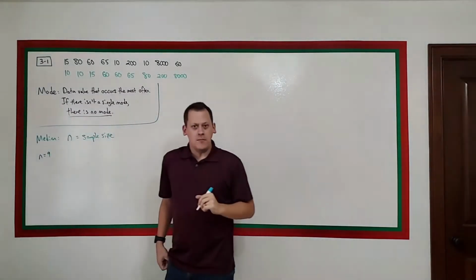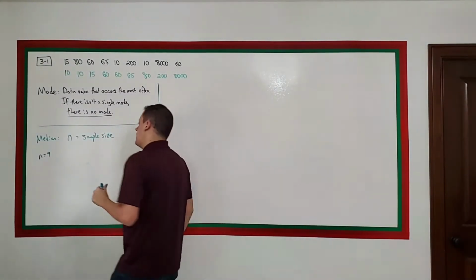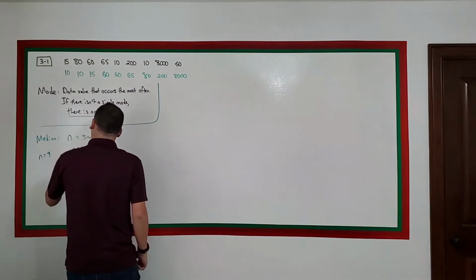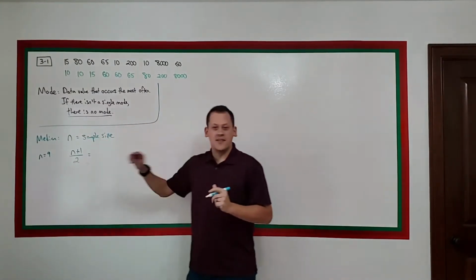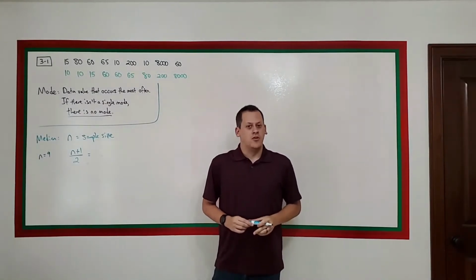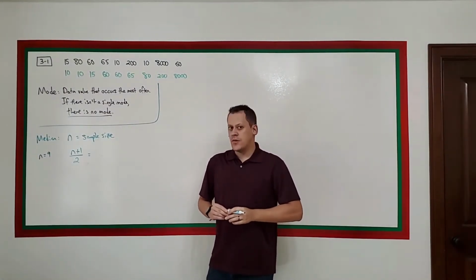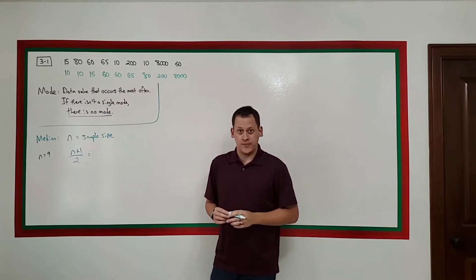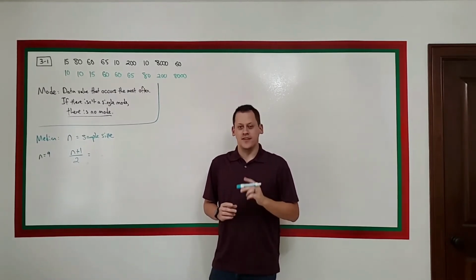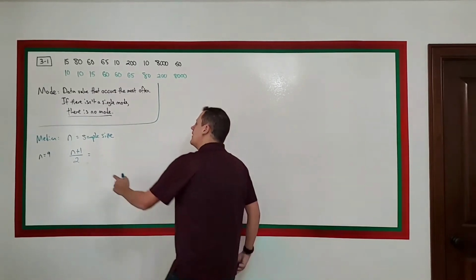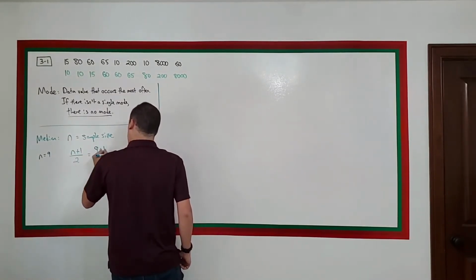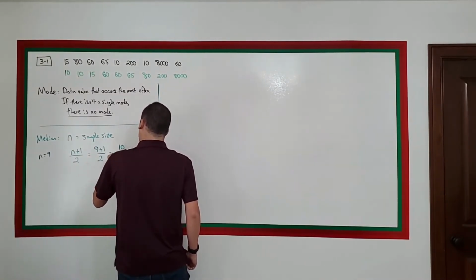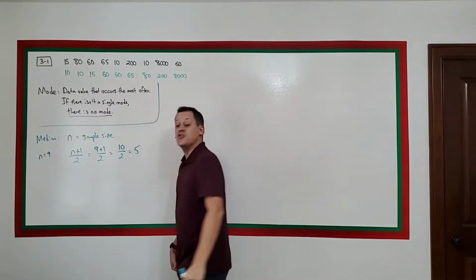To calculate the median, you're going to take this calculation. You're going to take n, add 1 to it, and divide by 2. Why are we doing this? You'll see in just a second. So if n is 9, this is going to be 9 plus 1 over 2. That's 10 over 2, which is 5.